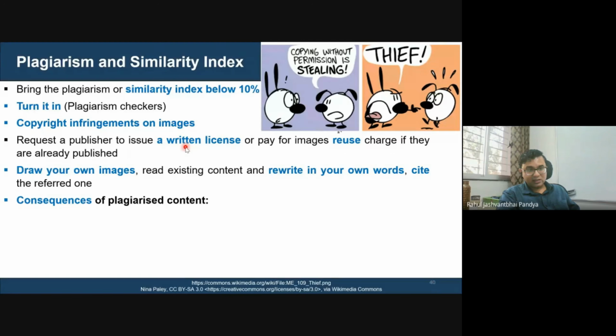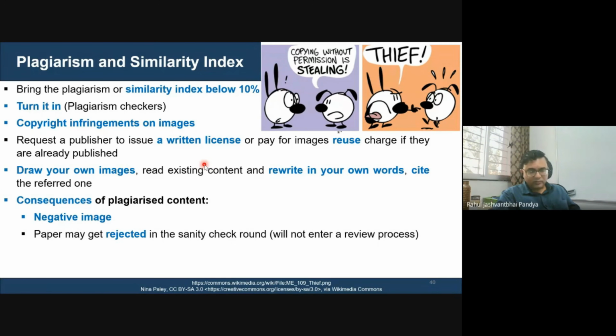Consequences: text plagiarism can easily be detected, but images are a bit tricky. So images, diagrams, we have to be careful. Any image, we have to redraw it first. We have to take a license permission from the particular publisher, and if there are any charges, we have to pay. Otherwise, there would be a negative impact, and our paper may get straight away rejected.